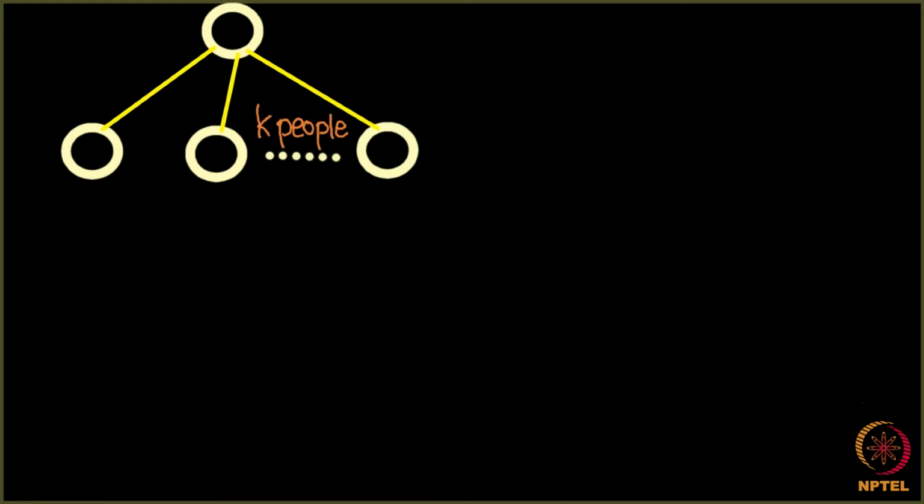Let's look at that. Here is a node. This node has some k people, or some k children. Each of these children gets infected with a probability P. This is what we have studied till now. We looked at this number P into K here. What was this number P into K? This number P into K was the expected number of people who are going to be infected here.